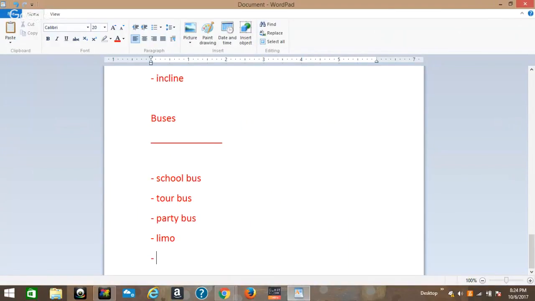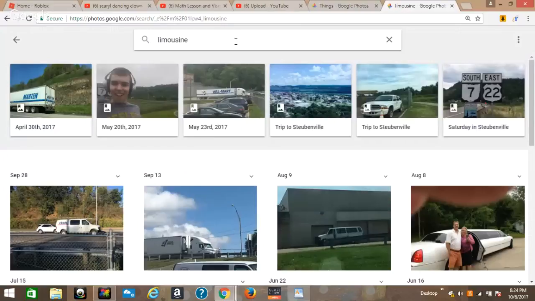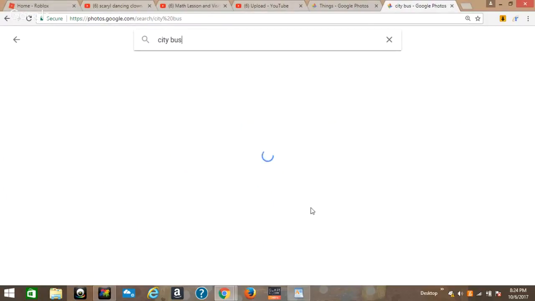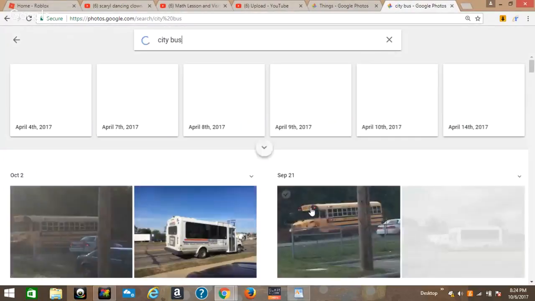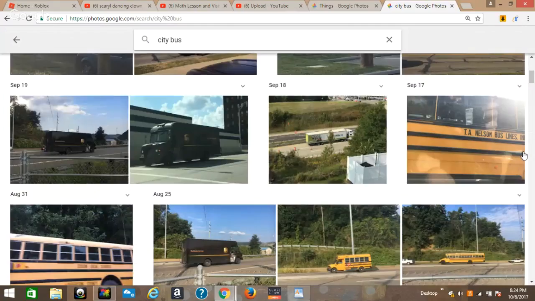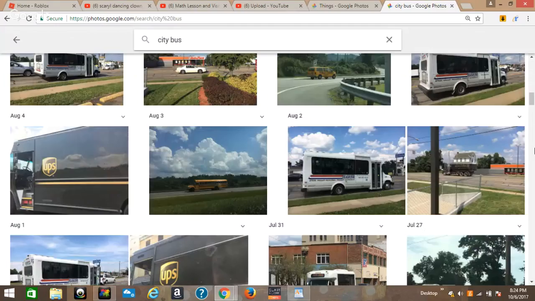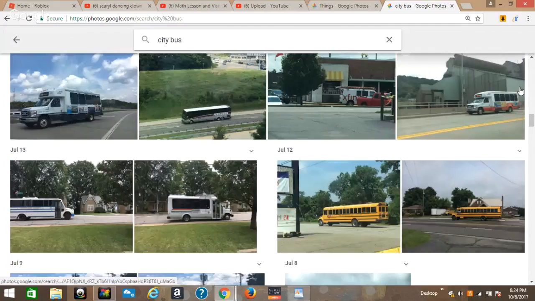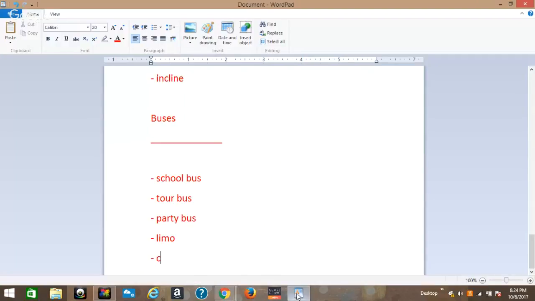Okay, the next thing. There's another type of bus too. A city bus. It's the RTA bus. City bus.